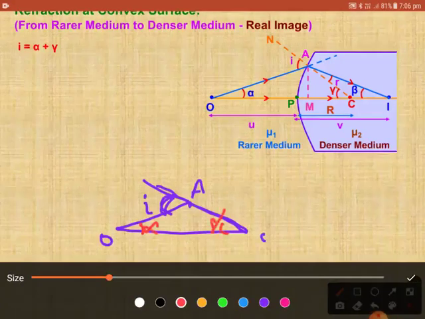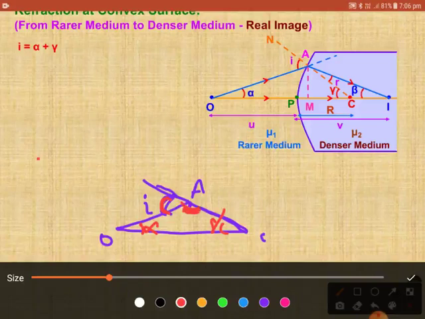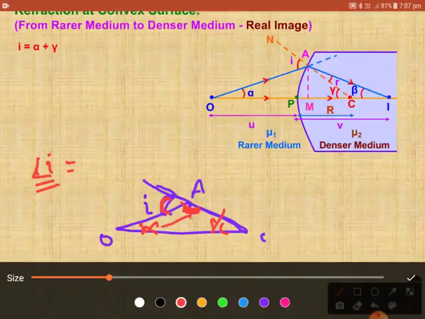And this one is gamma. Got it? So inside a triangle, we call this angle I the exterior angle of this A. Got it? Exterior angle of this A is I. So exterior angle I will be equal to the sum of the interior opposite angles.